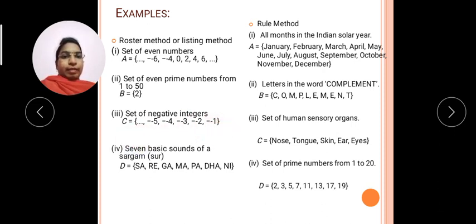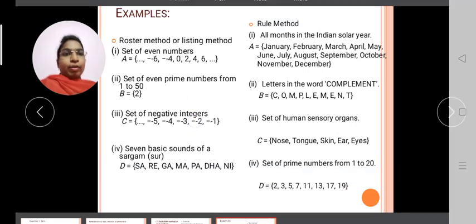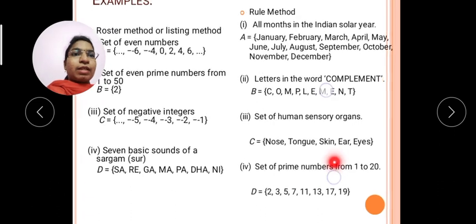This is a set. Now the 7 basic sounds of music: Sa Re Ga Ma Pa Dha Ni. These are the 7 basic sounds. Okay, so it is denoted by T. Listen, every set is denoted by a capital letter. Every element is separated by a comma and it is enclosed in curly braces. So this is the listing method format.